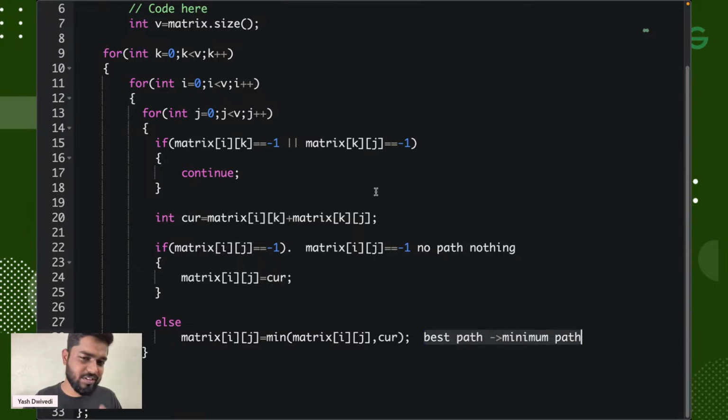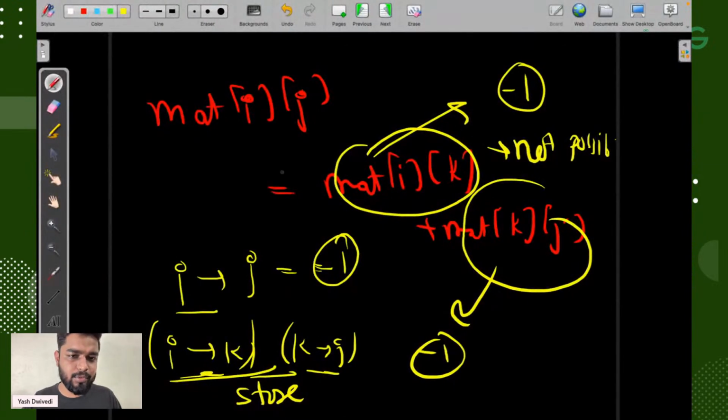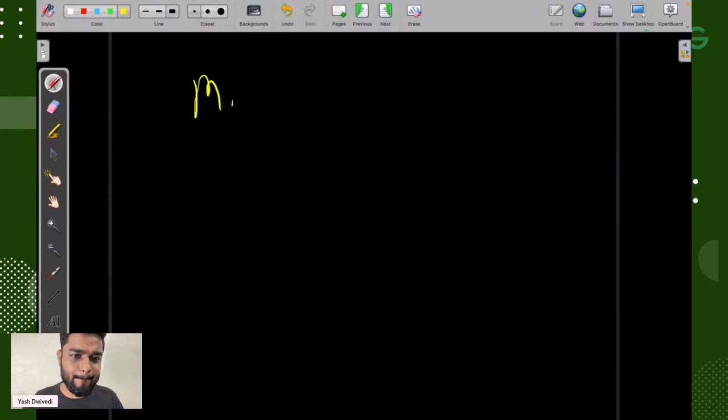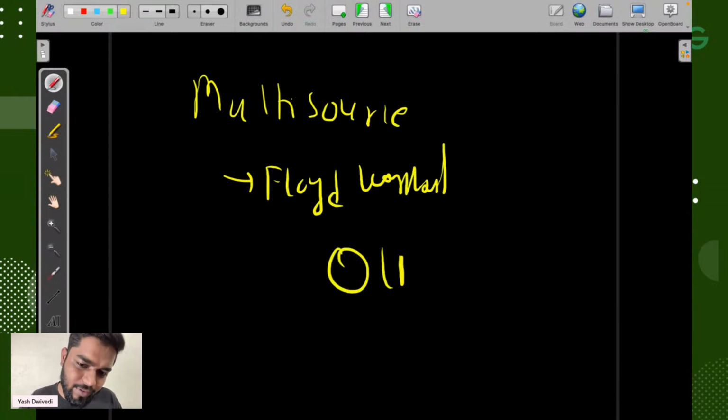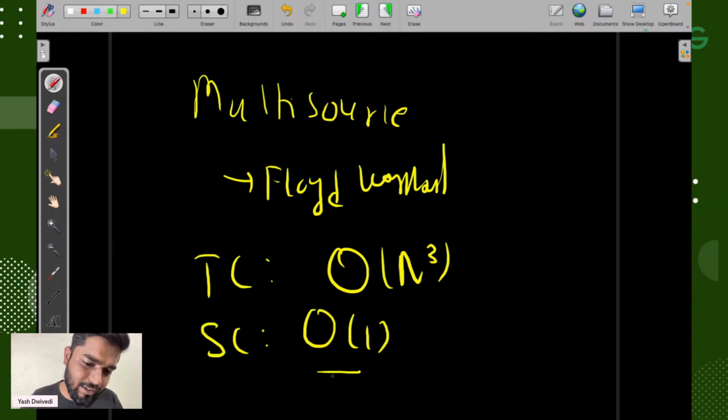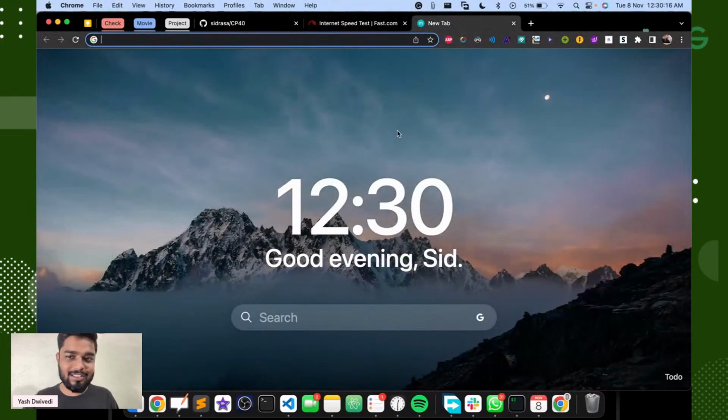Okay, this is nothing but the Floyd Warshall algorithm. You can say it is used for multi-source shortest path, right? Floyd Warshall. And the complexity is nothing but order of n cube. This is about the time complexity. The space complexity is nothing but order of 1, right? Constant space, because we are not taking any extra space. Okay, some path is better than no path, absolutely.